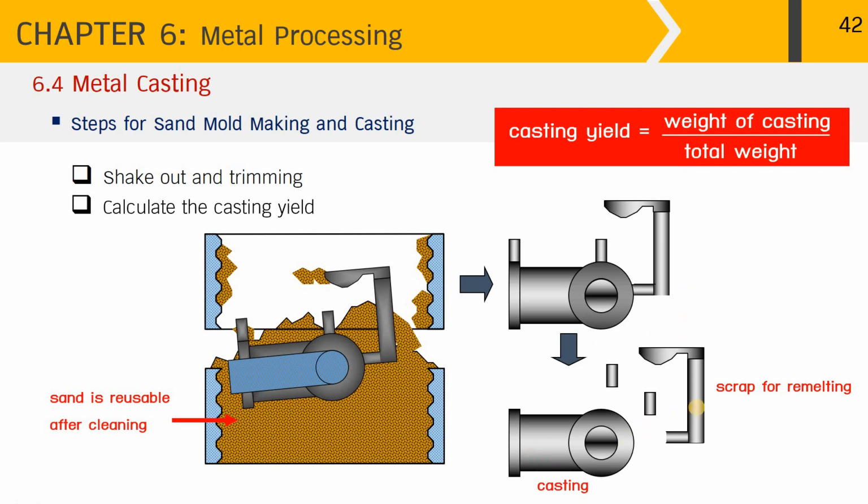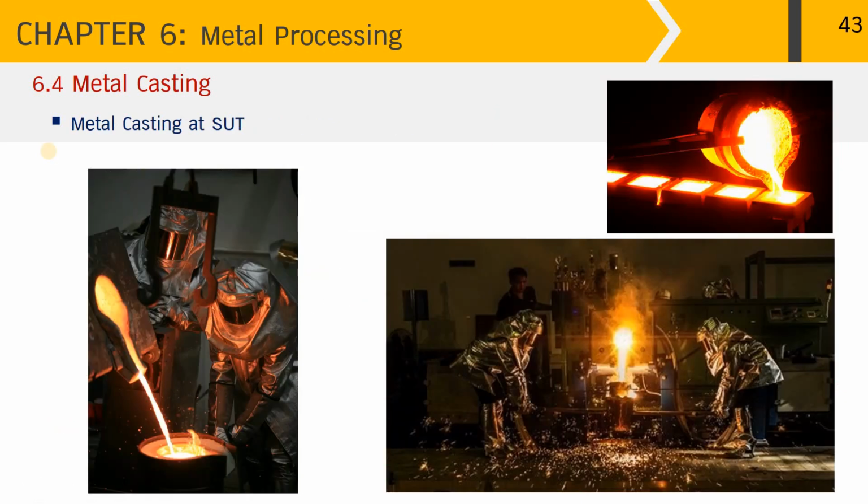Therefore, for good melting, we would like to obtain high casting yield so that we don't lose too much of the scrap during the process, although it can be remelted. And this slide shows some pictures of the metal casting or the foundry laboratory that we handled in the School of Metallurgical Engineering at SUT.